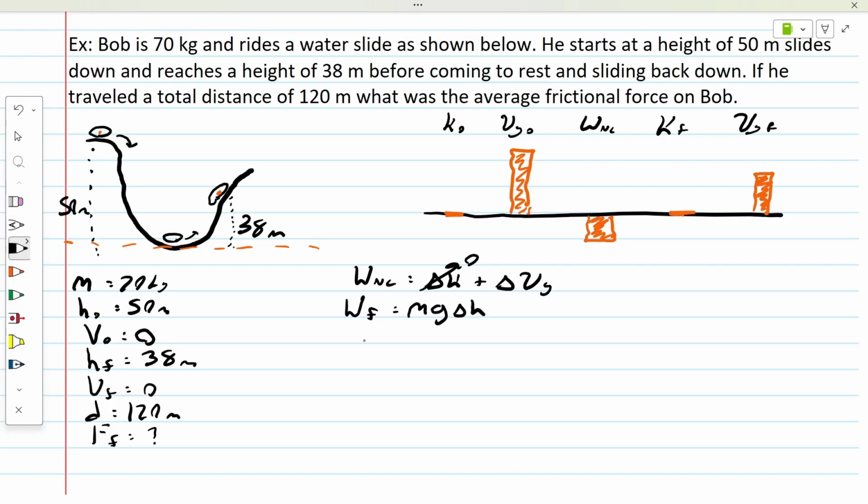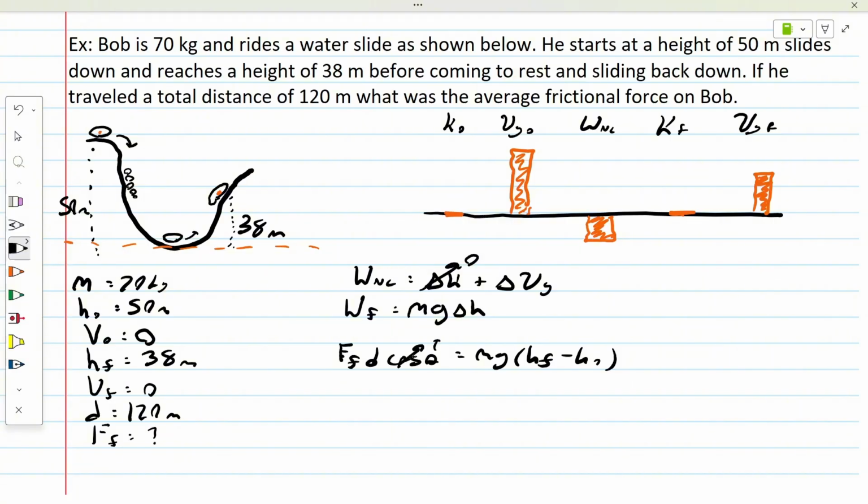So let's break up this work due to friction. That'll be the force due to friction times the distance times cosine of theta, equals mg times (h final minus h initial). And this cosine theta is just going to go to 1 in magnitude, because at every single point that he's traveling, the force of friction is in the opposite direction of the motion, so this will actually be -1.